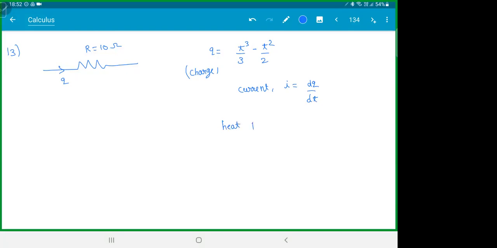The heat produced in a resistor. Remember the power formula in a resistor, I square R. So heat produced in a resistor is given by integral I square R dt. That is the formula for heat produced. Don't worry how we got it. The question is: find heat produced in first 2 seconds.